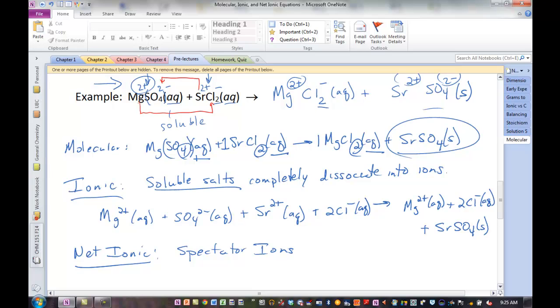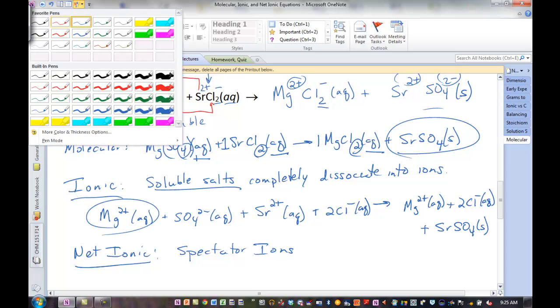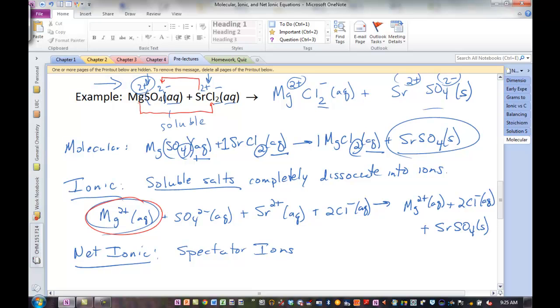So take a look. We have magnesium ions there. Let me get a different color so I can highlight this better. We have magnesium 2 plus, magnesium 2 plus. Nothing changed. That's a spectator. It's just hanging out in solution, not doing anything. Chloride. Chloride. Other spectator ions. Watching the action, not participating in the game.